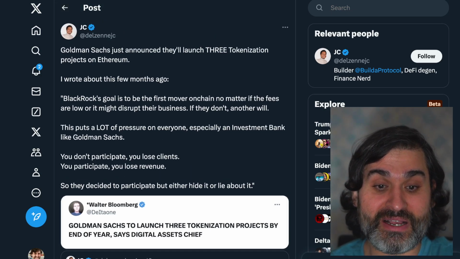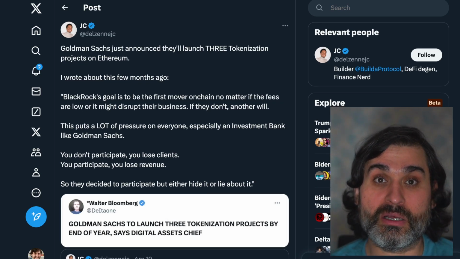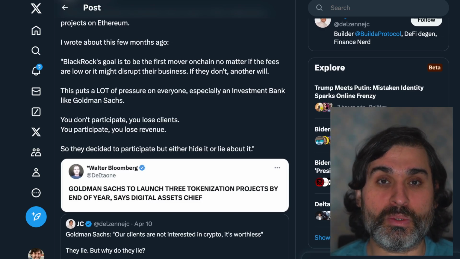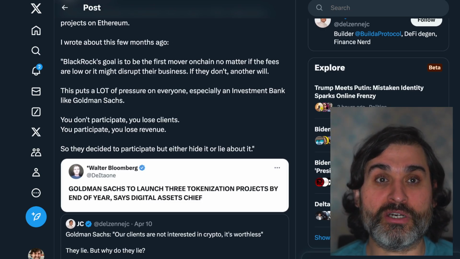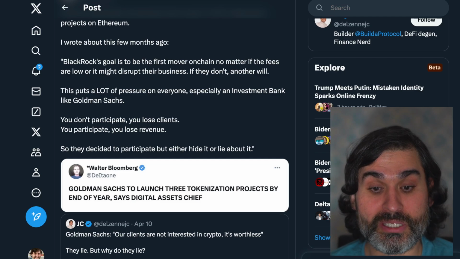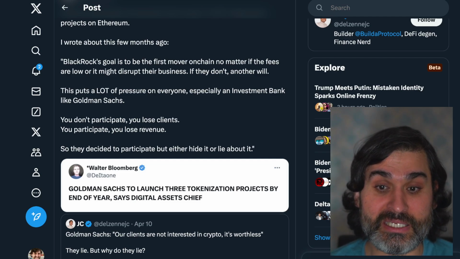So for the fact that they want to do this, I think Goldman Sachs is just seeing the way the wind is blowing, especially with BlackRock starting their on-chain funds. It looks like they'll be doing the same thing. So that's going to be very exciting to see how that goes.